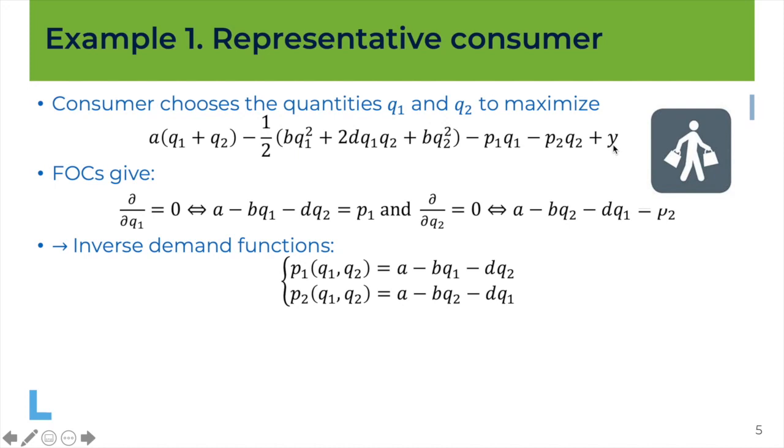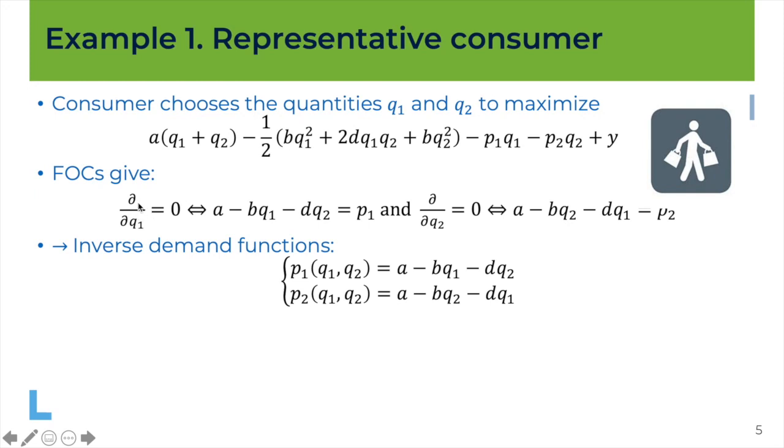Okay, now if you want to get the inverse demand, you need to solve this problem for the choice of quantities. Mathematically, it means that you take the first order derivative of this function with respect to Q1 and to Q2, and you equate this first order derivative to 0 in order to get the maximum. Okay, so this is what we have done here.